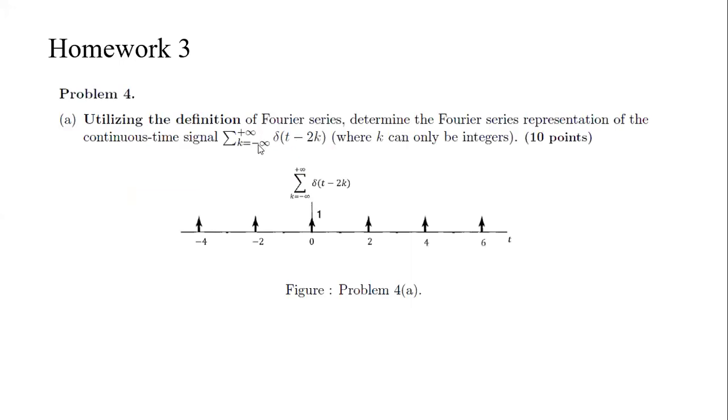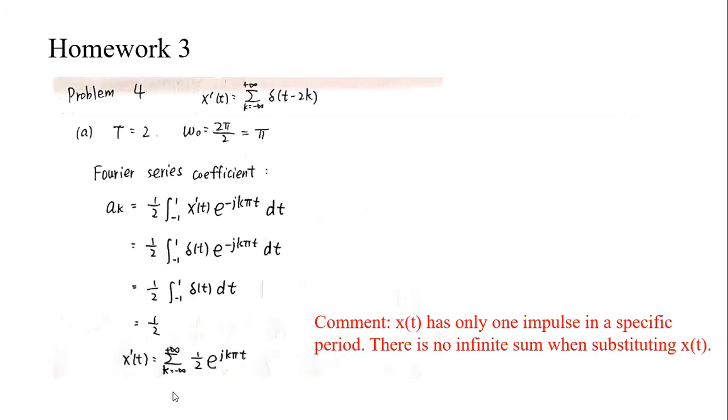And next one is problem 4. The problem 4 of homework 3, I just show the sub problem A here. Utilizing the definition of Fourier series to determine the Fourier series representation of the continuous time signal. This one is a series of impulses, and k can only be integers. This is also the standard procedure to calculate the Fourier series.